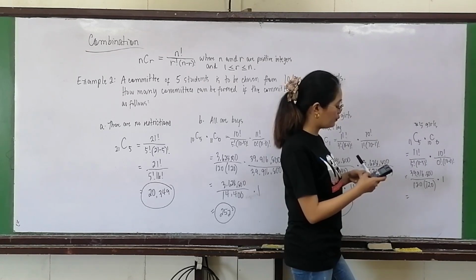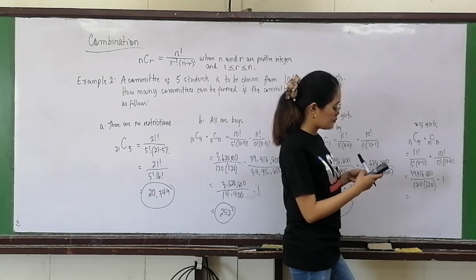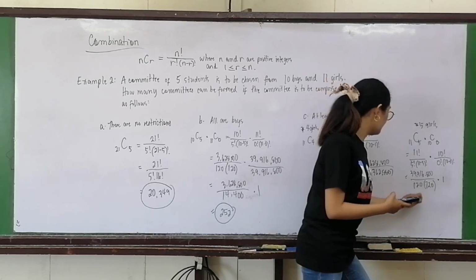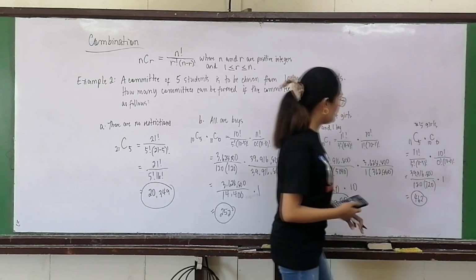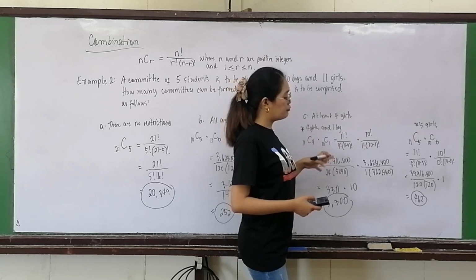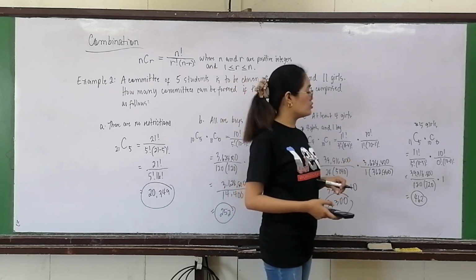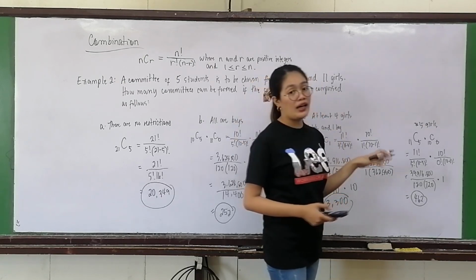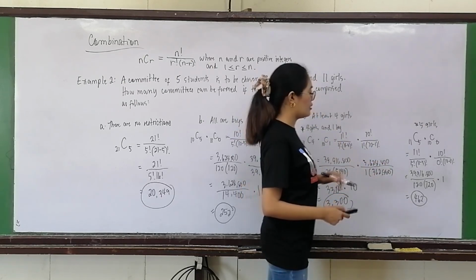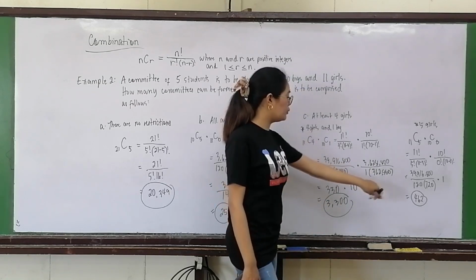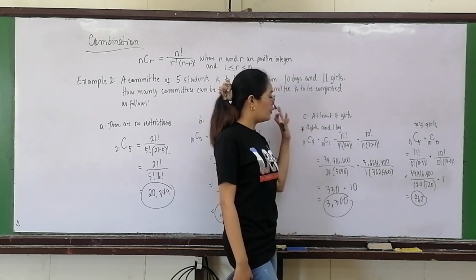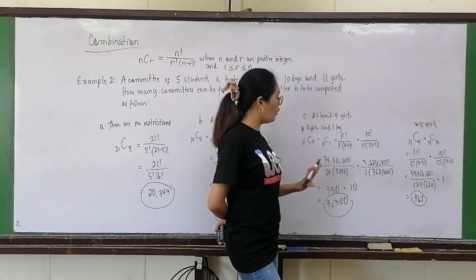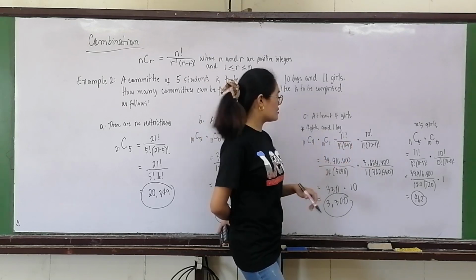39,916,800 divided by 120 times 720, we have 462. Meaning, we can have 462 different combinations when forming a committee of all girls with no boys. Now that we have 2 cases involved in this condition, we are not yet done. We have to add the combinations for these cases.